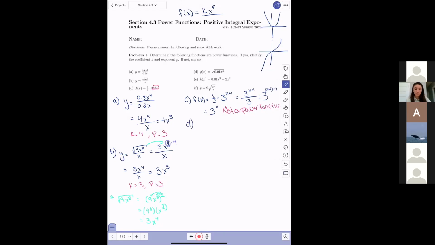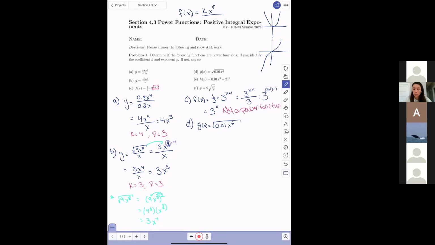Okay, problem D. We have g of x is equal to 0.01 x to the power 6. How can I go about simplifying this? Hold on, actually, before anyone answers that. When you do 3 divided by 3, why isn't it 1? Good question.